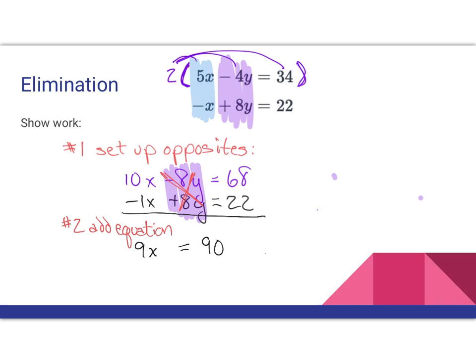So now, notice also, it's a one-step equation. That's what should happen when we do the elimination. So my next step is to solve that equation. Well, that's not too bad. I'm going to divide both sides by 9, and I get x equals 10. There's that one part of the answer, x equals 10.